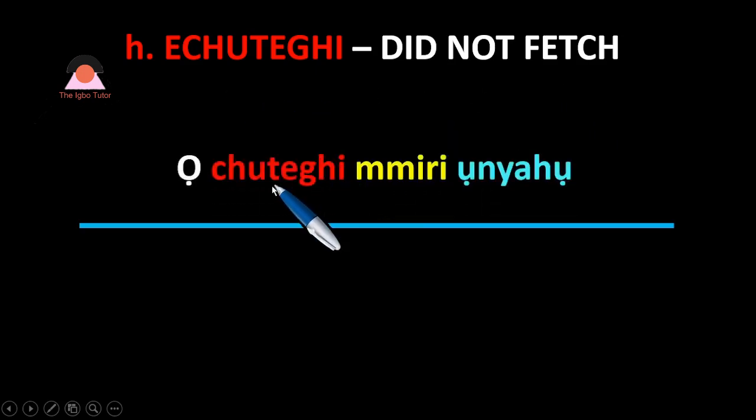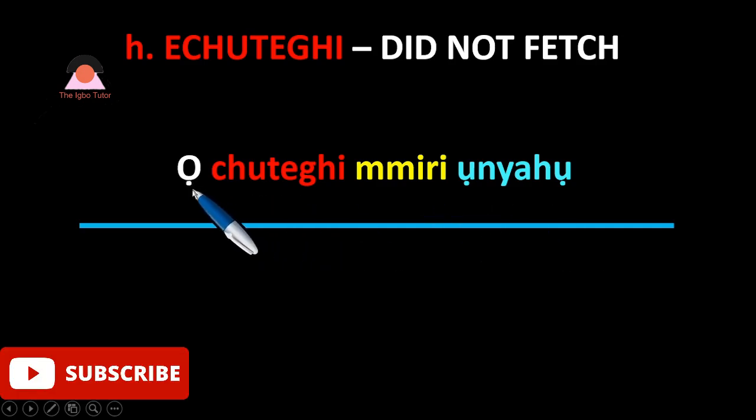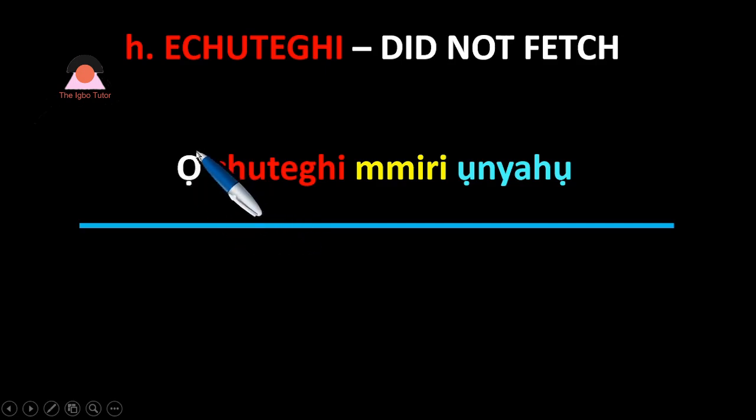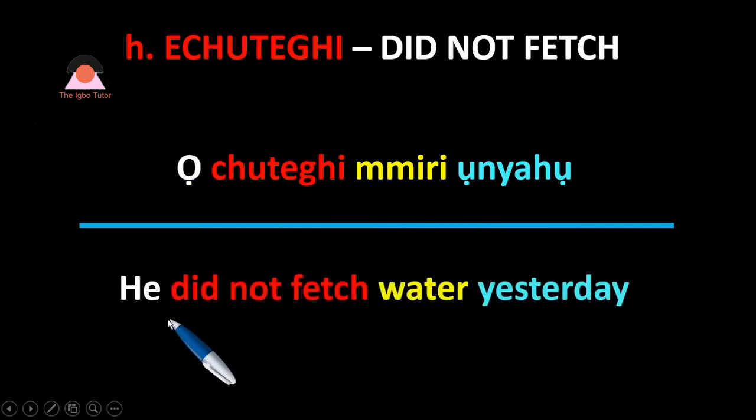Echutei, sentence example. O chutei mmiri ụnyaahụ should actually be O, no dot under, because this is a heavy vowel that follows after the consonant. So it goes with O without dot under, which is a class of heavy vowel. So this is wrong. It is O without dot under, and it should read O chutei mmiri ụnyaahụ, which means he did not fetch water yesterday.